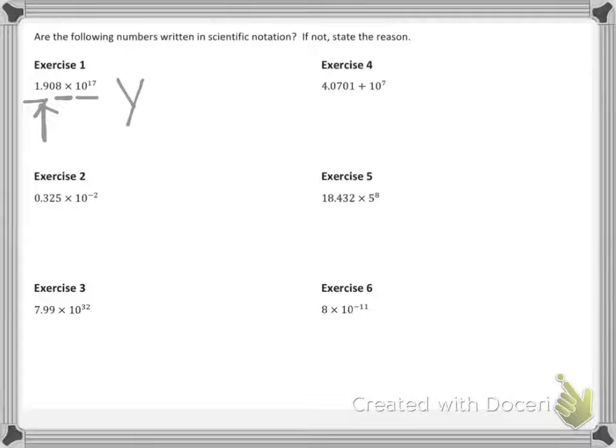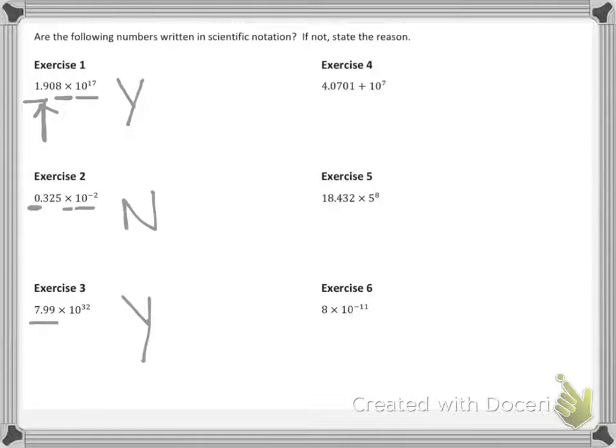Exercise 1 is a yes: 1.908 times 10 to the 17th. Exercise 2, you can see our leading number is not 1 or greater, and so this one is no good. The times is good, the times 10, and then an exponent. This is all good, but we need that first number before the decimal to be a 1 through 9. So this one's no. Exercise 3, 7.99, that's all good. Times 10 to the 32nd, yes.